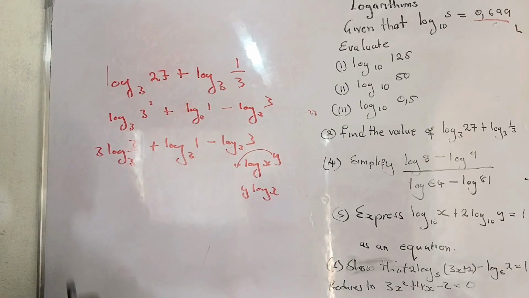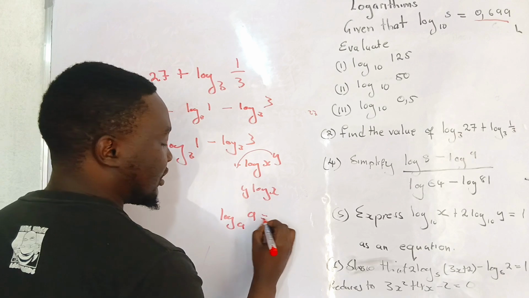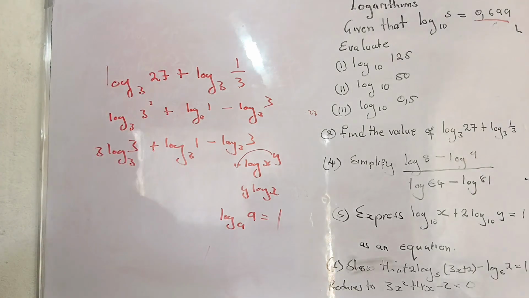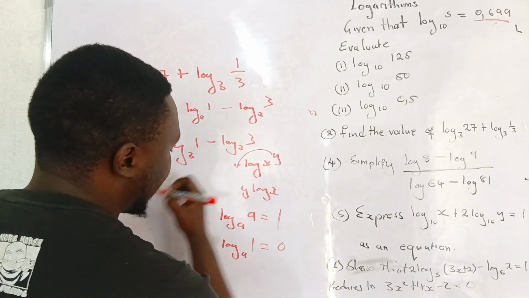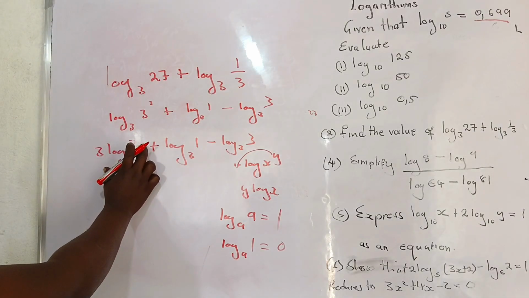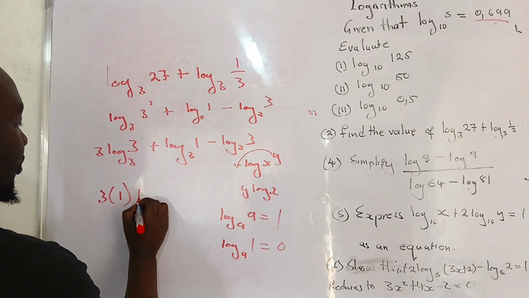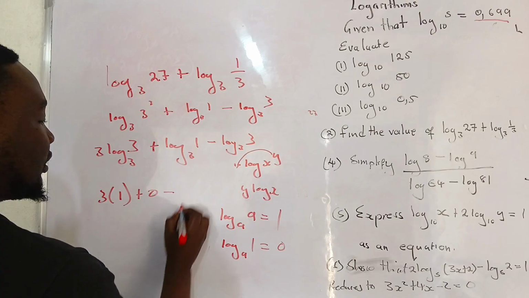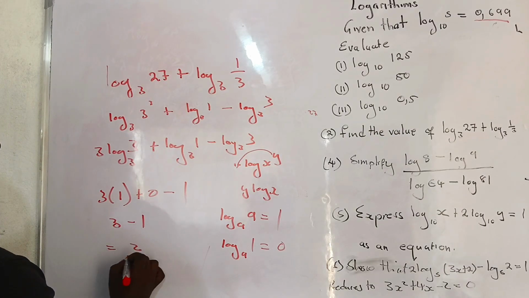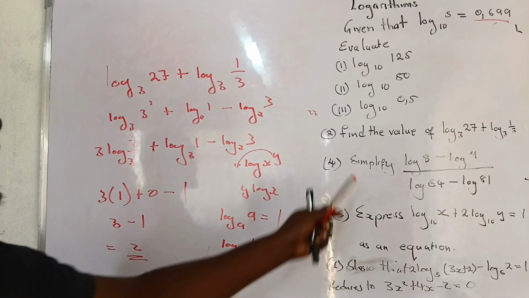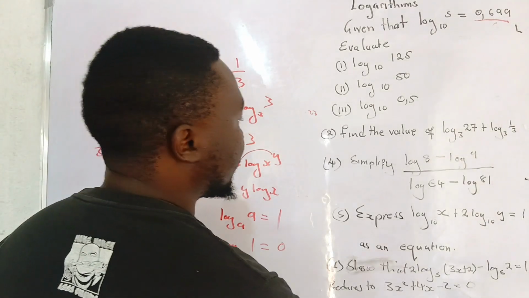So remember that log base of the base is equal to 1, and that log of 1 in any base is 0. So let's apply these two rules here. Here we have 3 times 1 plus 0 minus 1. So this is going to be 3 minus 1, which is going to give us 2. That's the answer. So we have evaluated this one.